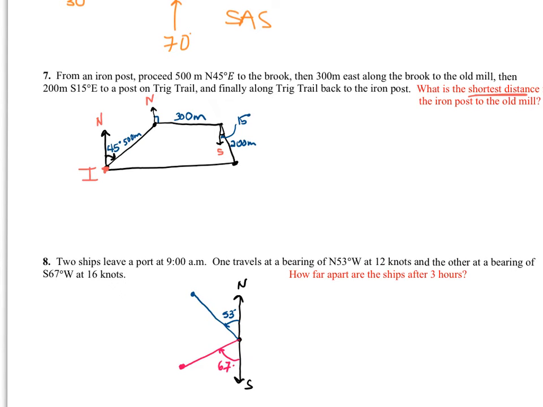Well, the iron post is on that bottom left-hand side, and the old mill is across the diagonal. The old mill is over here on the right. So we're looking for this length right here. Now we know the 500 and the 300, and we've consistently been trying to find the angle in between. So if we can figure out the measure of this angle, we'll be able to use SAS, and that allows us law of cosines. Notice when we say north and we go due east to the old mill, I've marked that as 90 degrees.